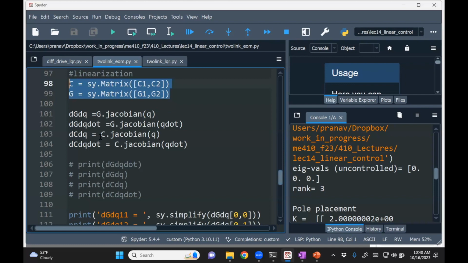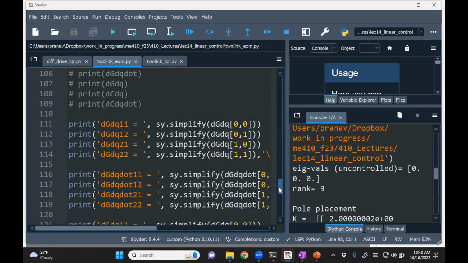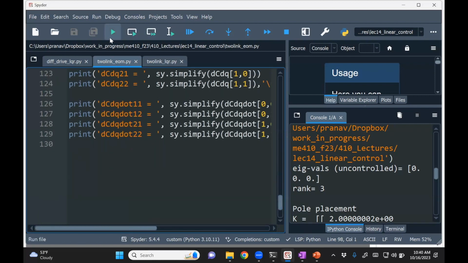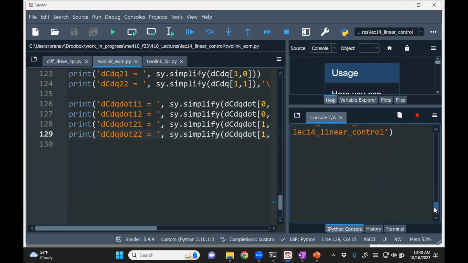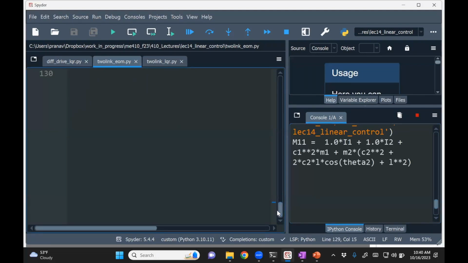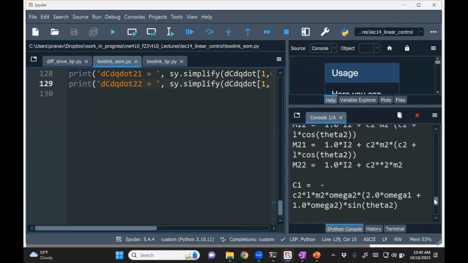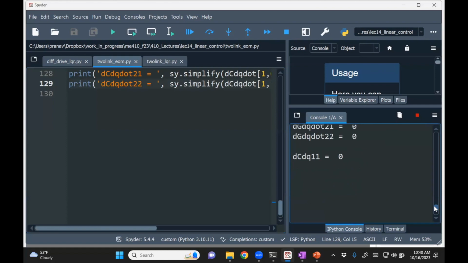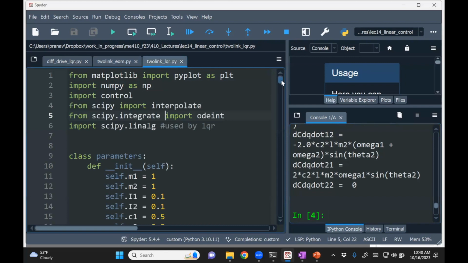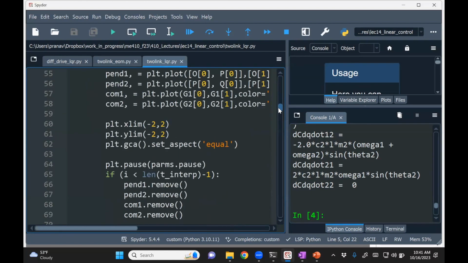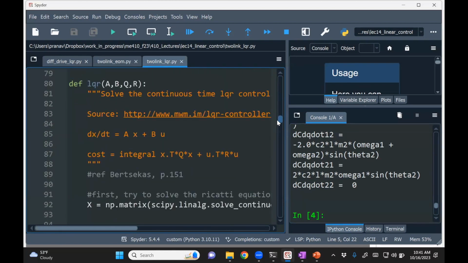So then I have dg dq, dg dq dot, dc dq, dc dq dot. So mass m1, m2, c1, c2, g1, g2. Now comes the part where it does the linearization. Once you get this, I took my earlier code, which is the pendulum with dynamics, and put the linearization here. It should be somewhere here: A, B, Q, R.